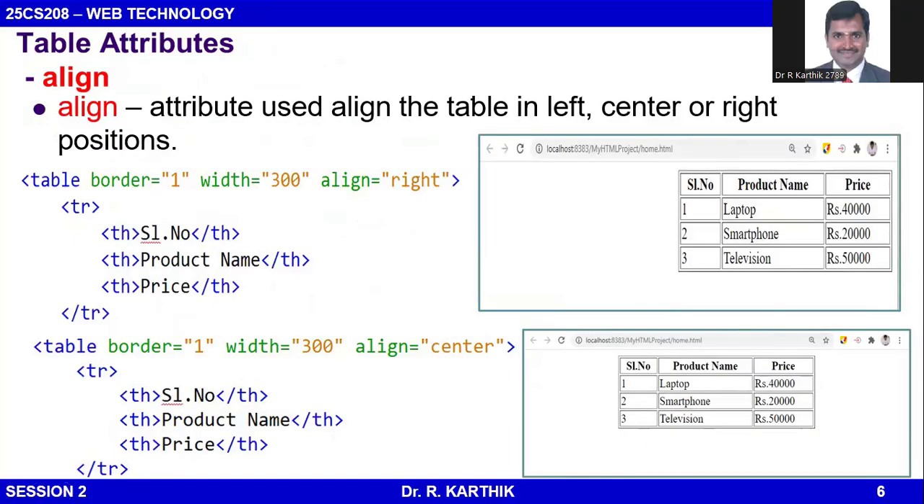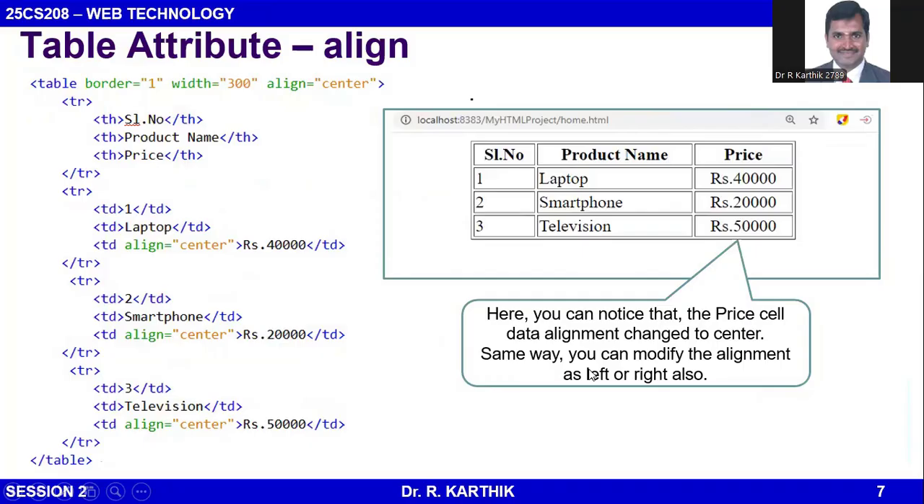Then another one is alignment of your whole table. There are 3 types of alignment: right alignment, left alignment, and center alignment. In this case, you can see the right hand side output. Align equal to right means your full table will be moved to the right end. Align equal to center means the whole table will be aligned in the center. So for example, align equal to center, the table is aligned like this.